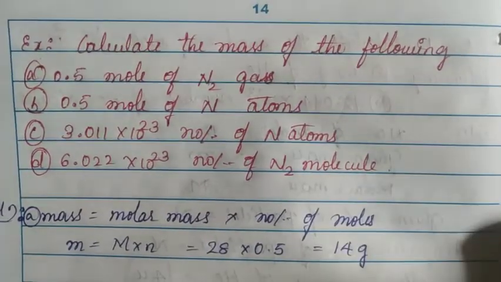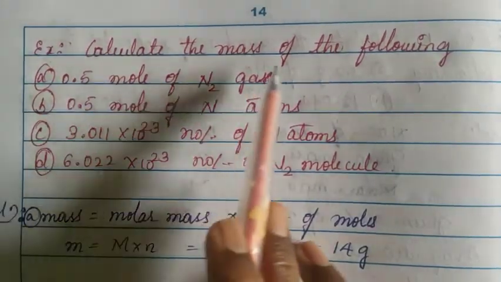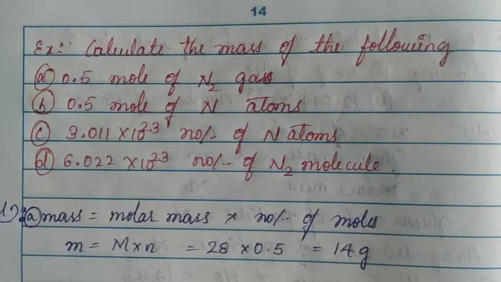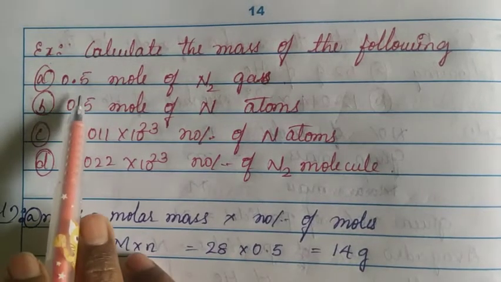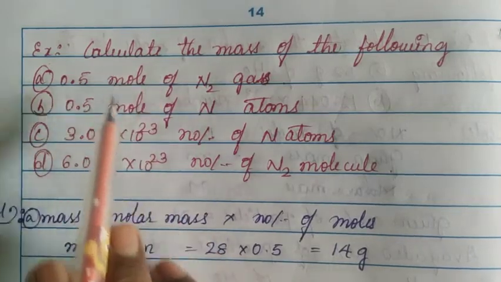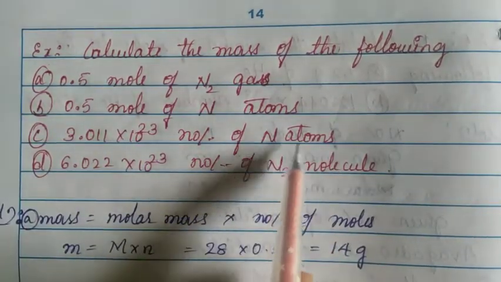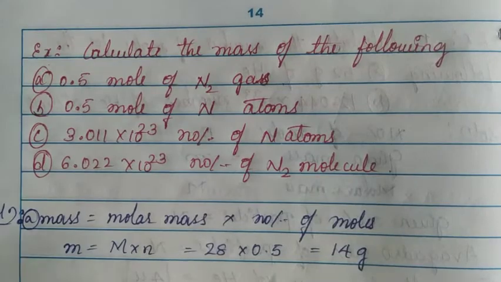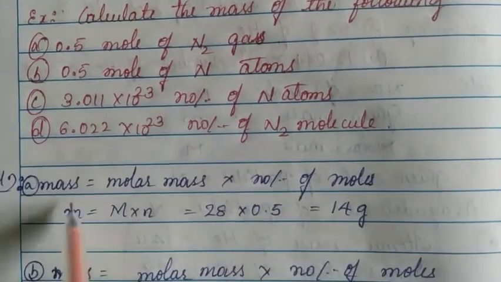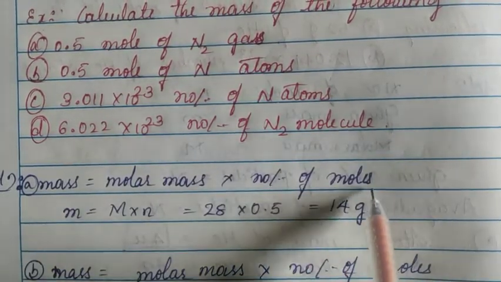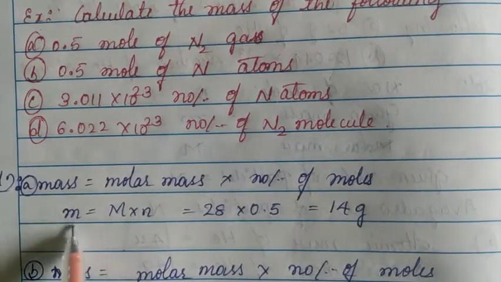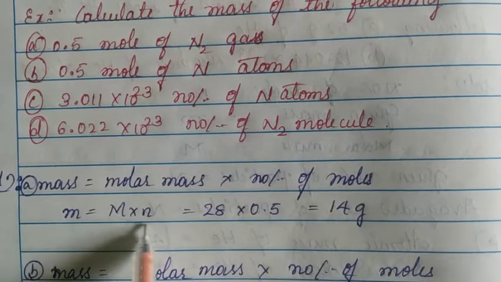Now come to the second example. Calculate the mass of the following. See children, what is asked here? Mass is asked. The problem is given in terms of moles and in terms of number of atoms. Now let us calculate the mass. Mass, small m, is equal to molar mass M into number of moles n.